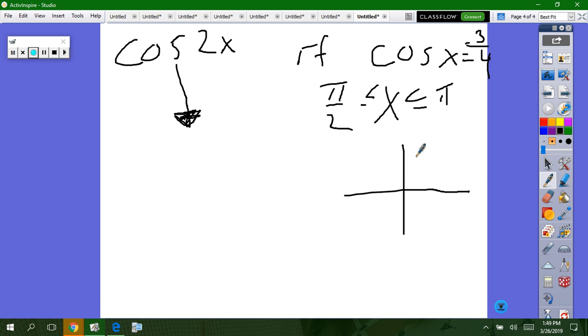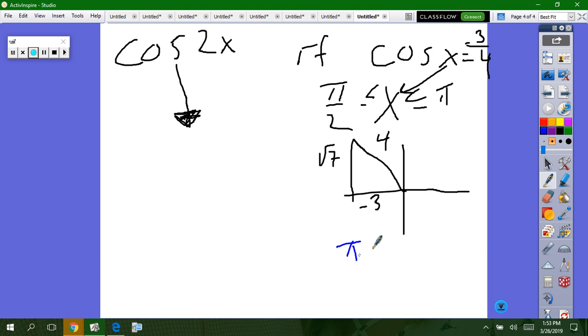So really quickly, ladies and gentlemen, which quadrant is angle x in? Quadrant 2, right? So I'm going to draw this in quadrant 2. Does that mean that cosine 2x is in quadrant 2? Not necessarily, right? So notice we know cosine is negative 3/4. This side is root 7. Any questions on how I got that? But where would cosine 2x be? Can anybody tell me that?